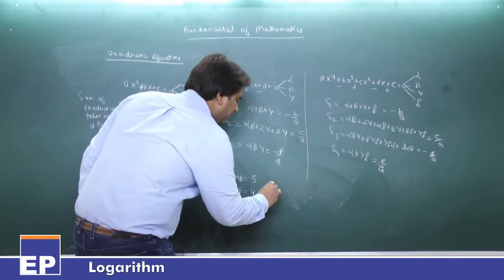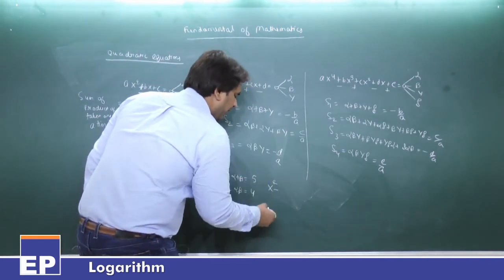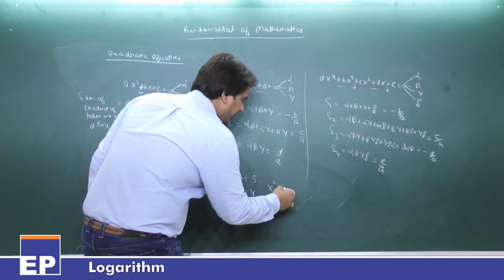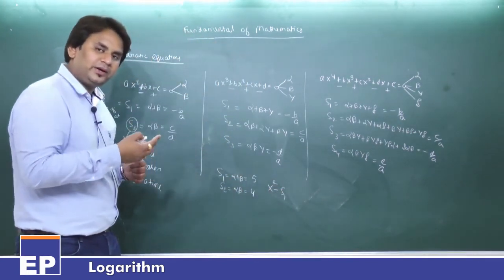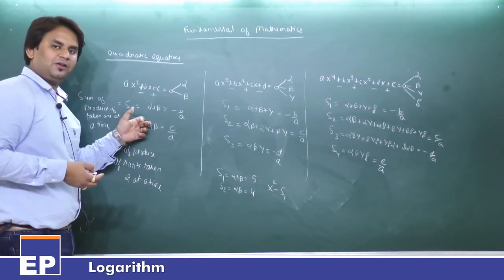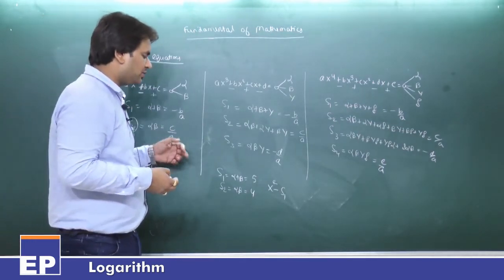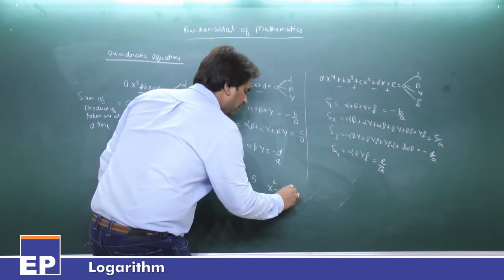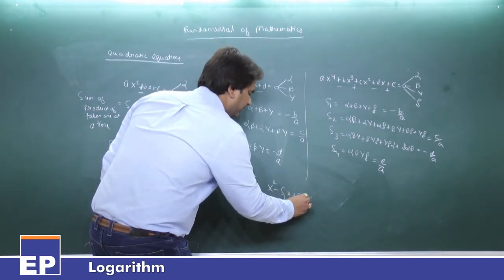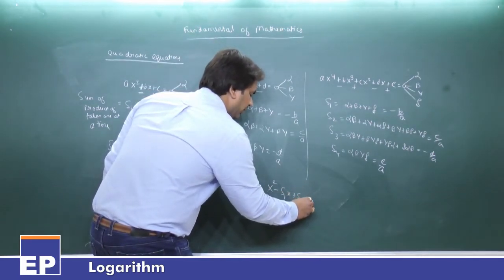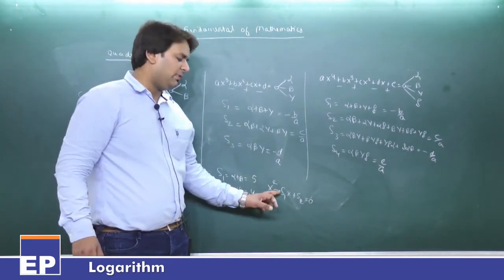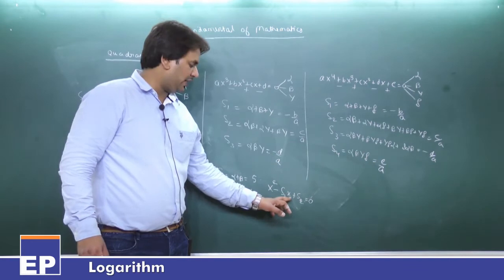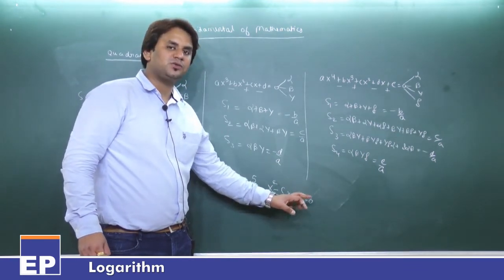The quadratic equation will be equal to what? X square minus the sum of the roots. The formula will become x square minus S1. In the case of quadratic, what is S1? S1 is alpha plus beta, the sum of the roots. So x square minus S1 into x plus S2 is equal to 0. Because in lower classes, in class 10th, you have studied: x square minus sum of the roots into x plus product of the roots is equal to 0.